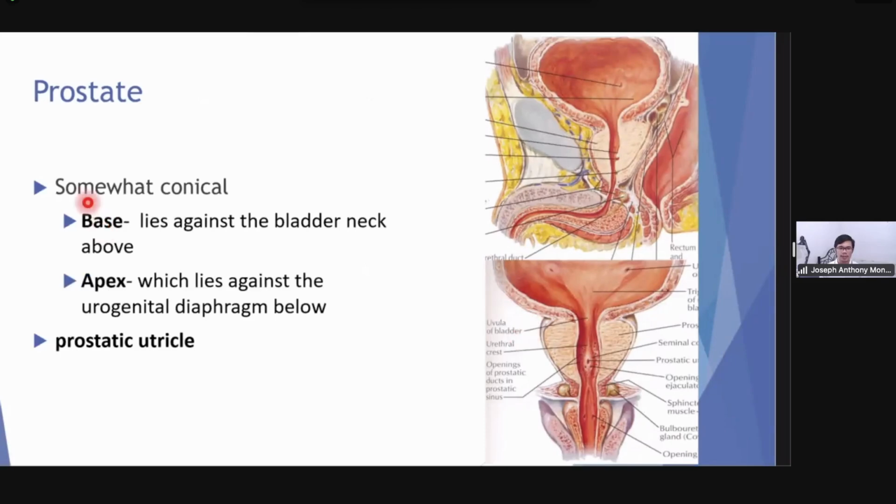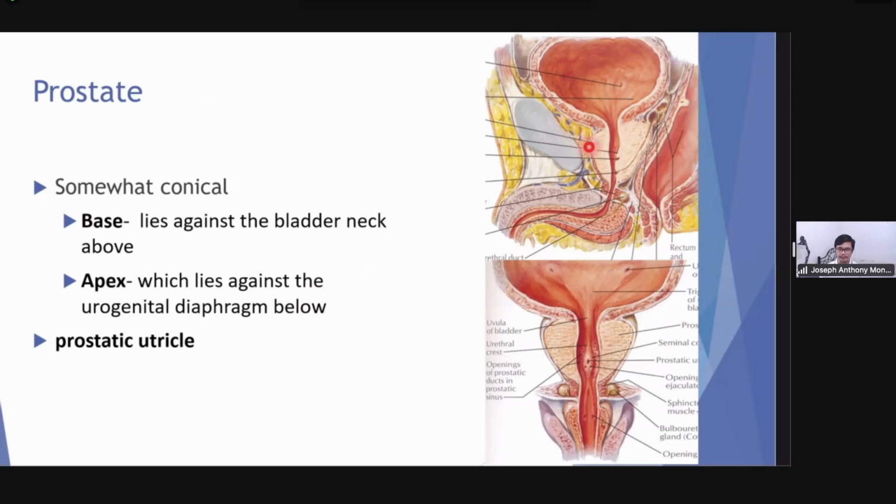So again, the prostate is somewhat conical in shape. So for the sagittal view, it's a bit cone shaped. Okay. Coronal view. So having that said, its base right here lies against the bladder neck. And the apex lies against the urogenital diaphragm below. So that's the importance of this slide.